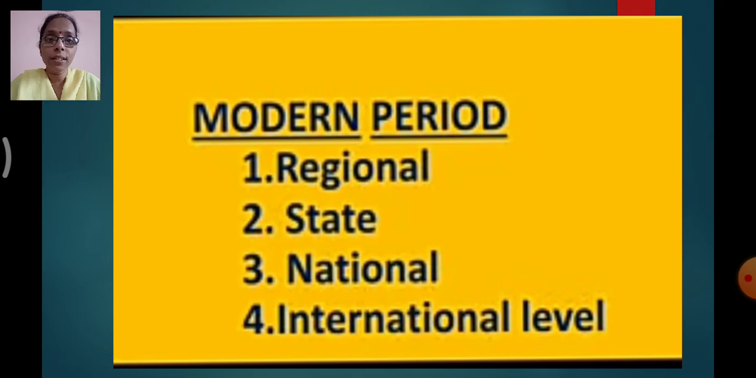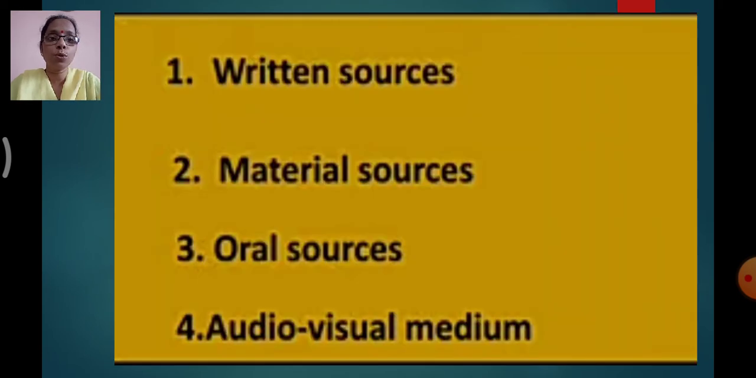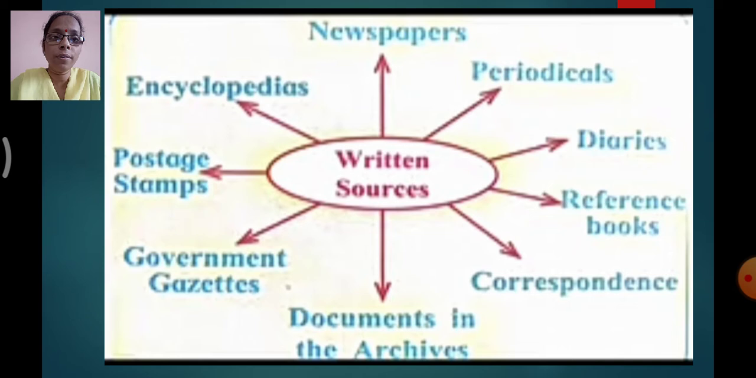Now there are various sources of history which provide us with all kinds of information about past events. Okay, so which are the different sources which help us to get information about historical events? We have the written sources, material sources, oral sources and audiovisual sources. We are going to learn about each of the sources in detail. So what comes under written source?